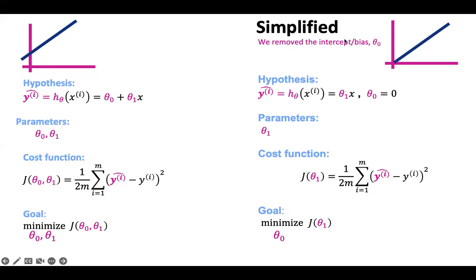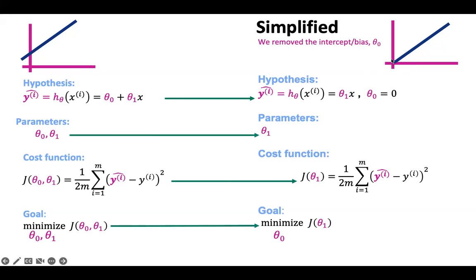Okay, so removing the intercept or bias theta 0, as you can see, this is how it looks without the bias. So we then have this simplified version. Instead of theta 0 and theta 1x, we have only theta 1x, canceling out the theta 0. And the parameter is only theta 1, and the cost function is j of theta 1. Our goal now is to minimize the cost function with respect to theta 1.